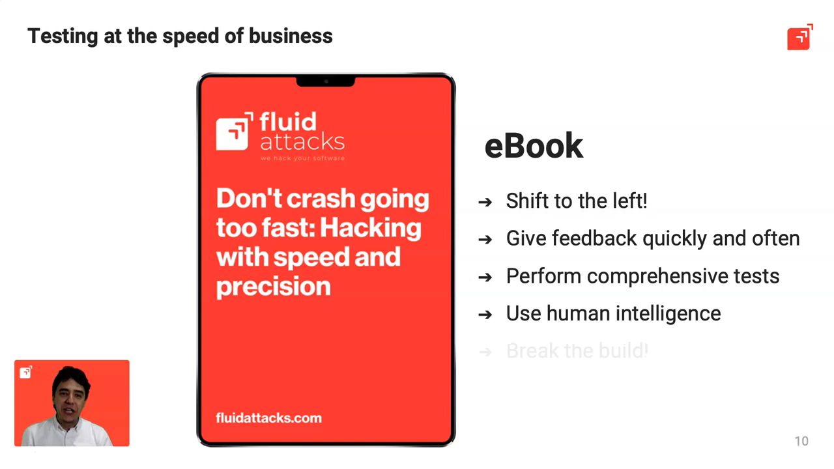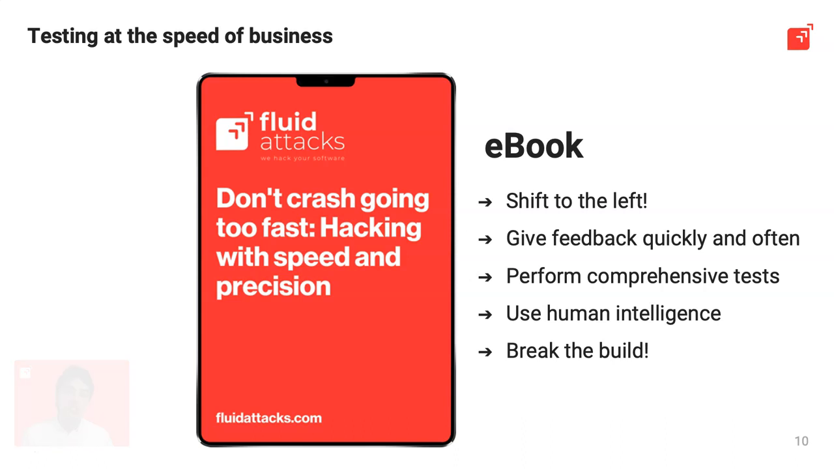Finally, organizations should deploy one robust control within their testing processes. They need to break the build whenever weaknesses are still open. We invite you to read our ebook, Don't Crash Going Too Fast, Hacking with Speed and Precision, which expands a bit more on the items we just discussed.